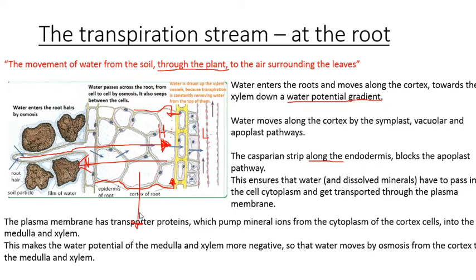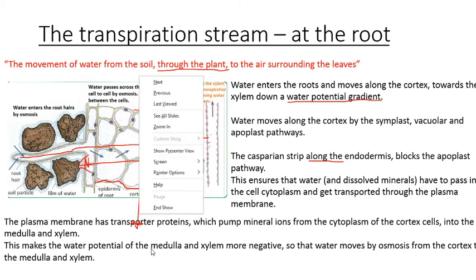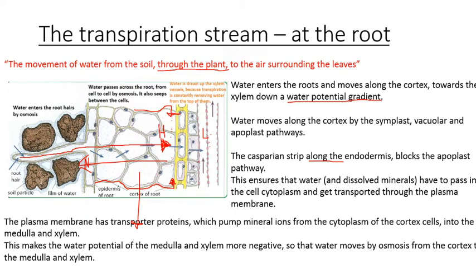The plasma membrane of the endodermis here also has transport proteins which do active transport and pump mineral ions from the cytoplasm of these cortex cells into the medulla cells and the xylem. So again, think what you're doing. By pumping mineral ions this way, you're lowering the water potential here and therefore creating a steeper concentration gradient.